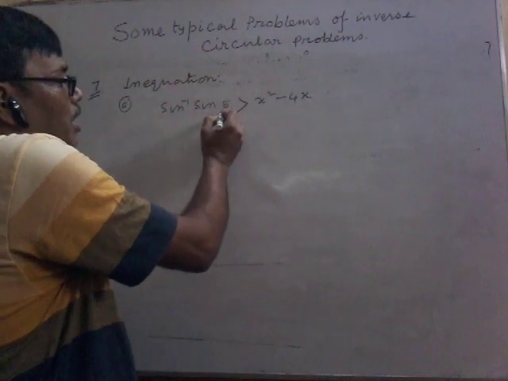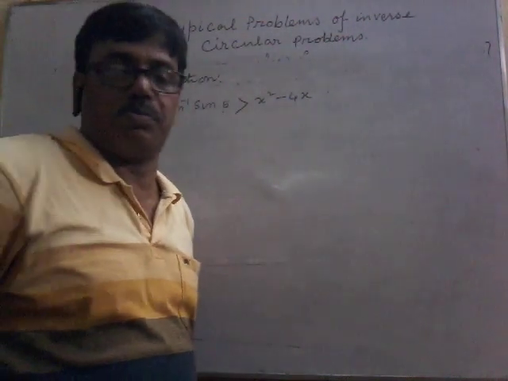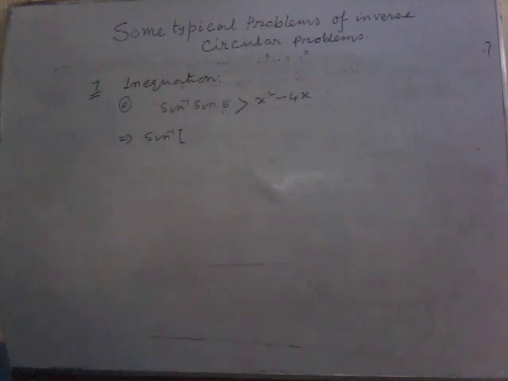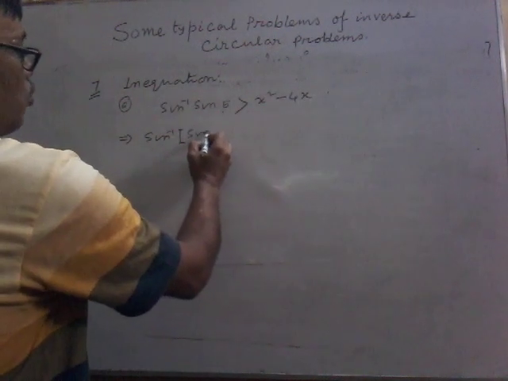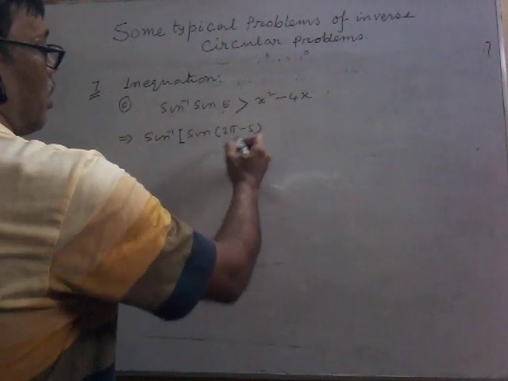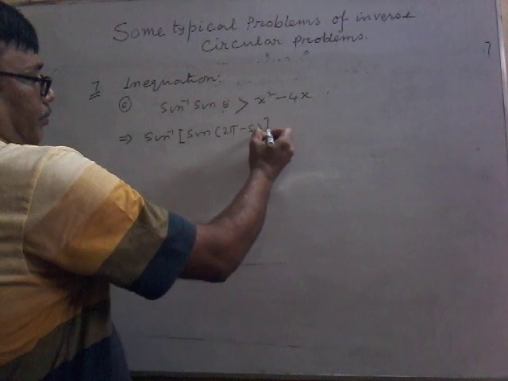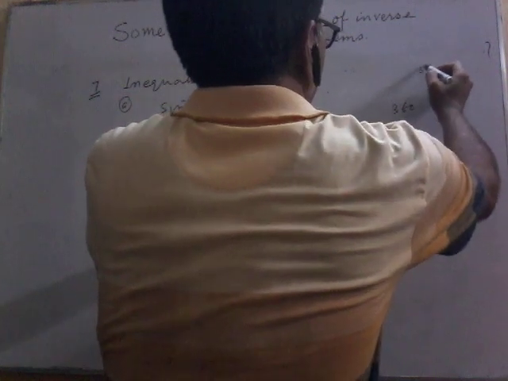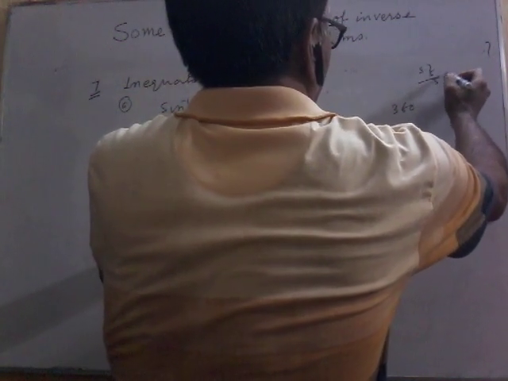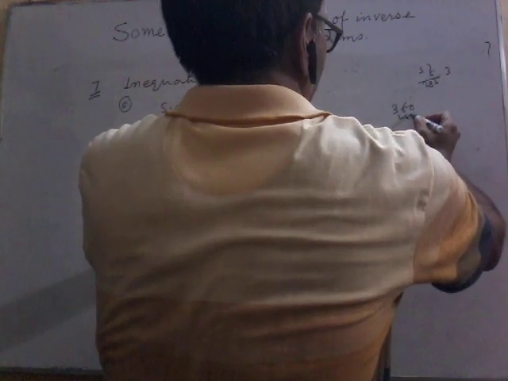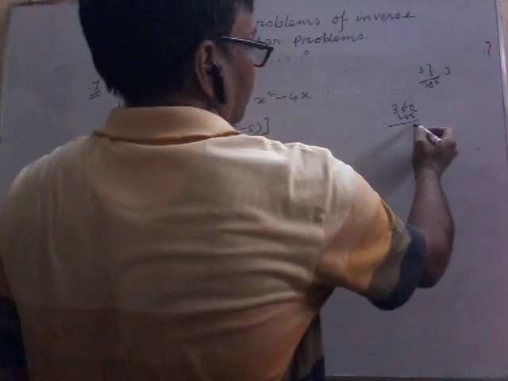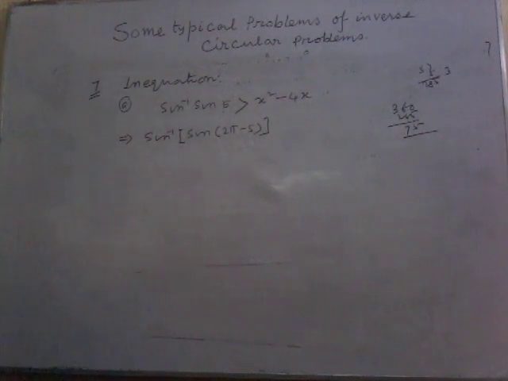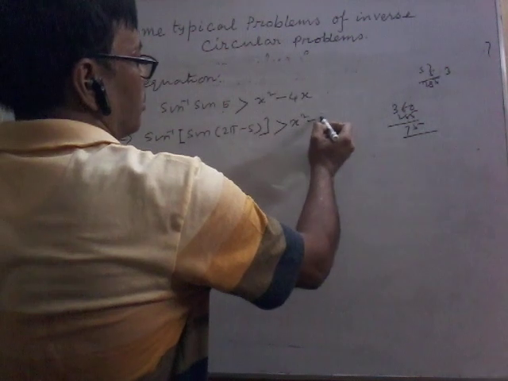This 5 does not belong to the principal value range. So sine inverse, pi minus 5, 2 pi minus 5, you have to use. 2π is 360, 57 × 5 is roughly 285. It belongs to principal, less than 90. So greater than x square minus 4x.